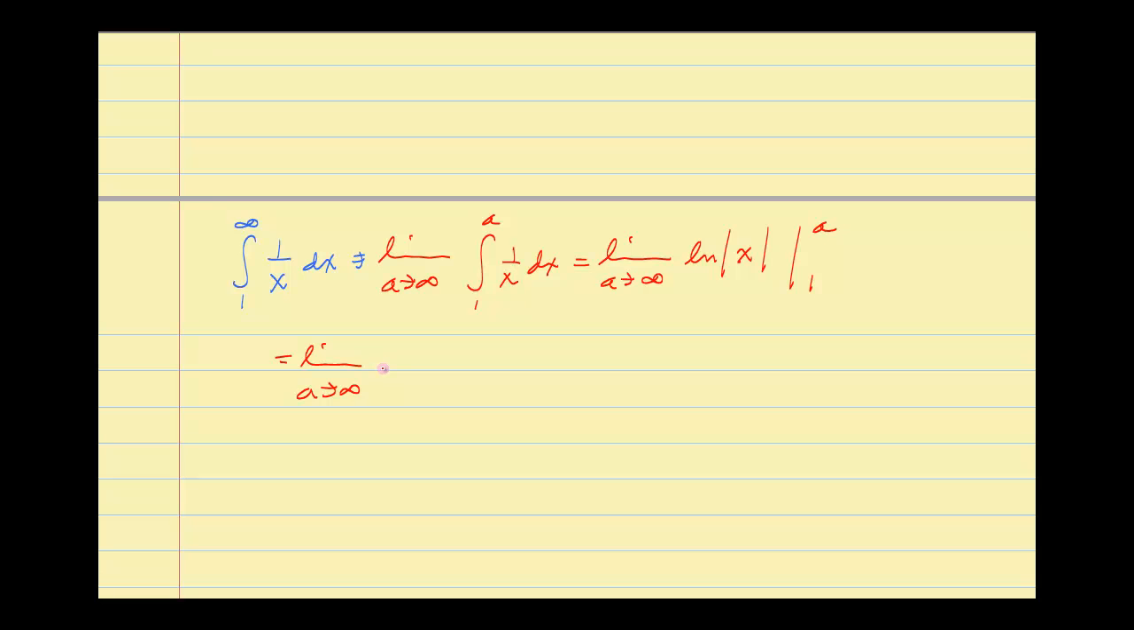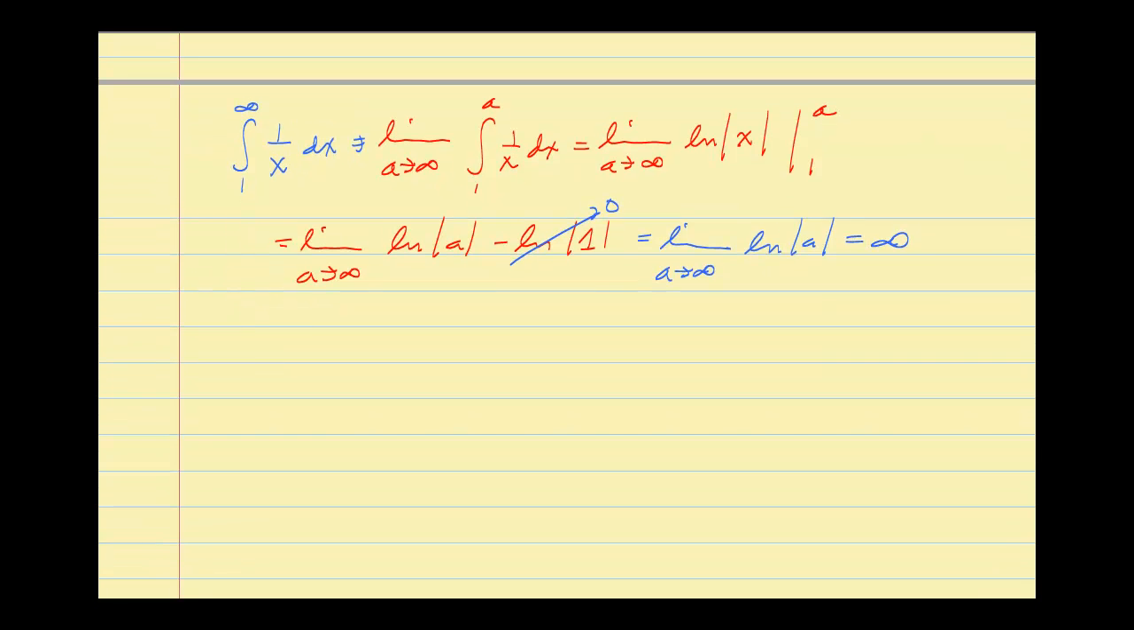Okay, when we plug in our upper minus my lower, I have natural log absolute value of a minus natural log absolute value of 1. And the natural log of 1 we know is 0, so this leaves me with the limit as a approaches infinity, the natural log absolute value of a. Well, as a approaches infinity, I'm approaching the natural log of infinity, which is infinity.